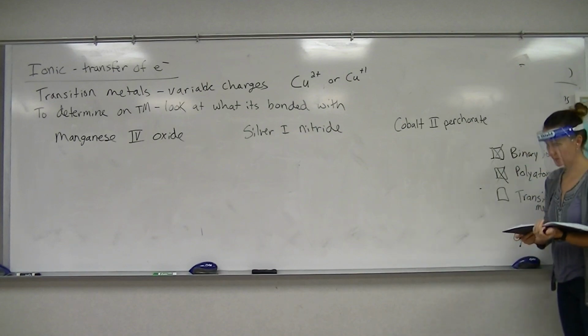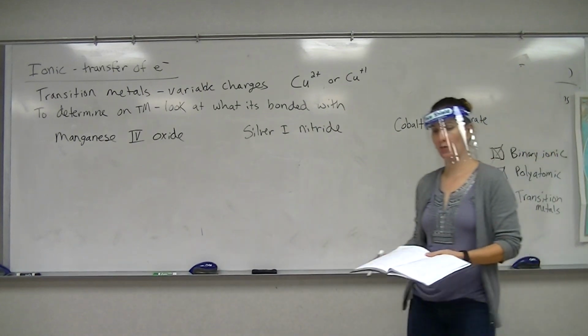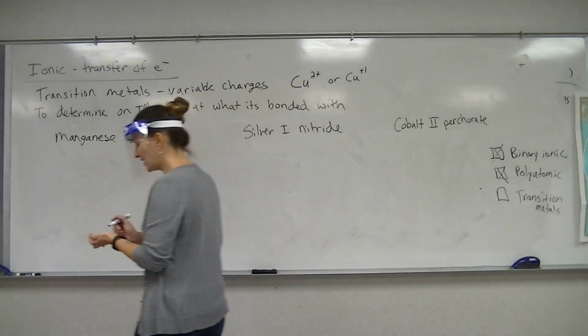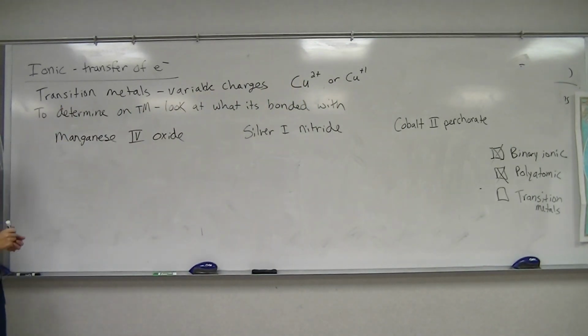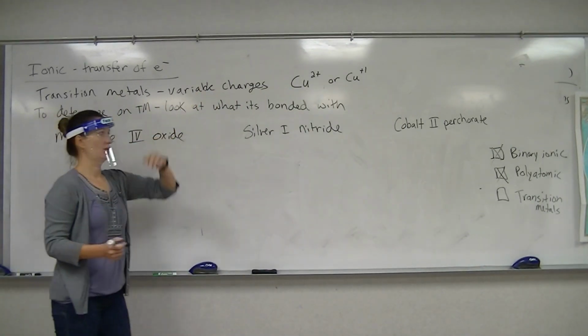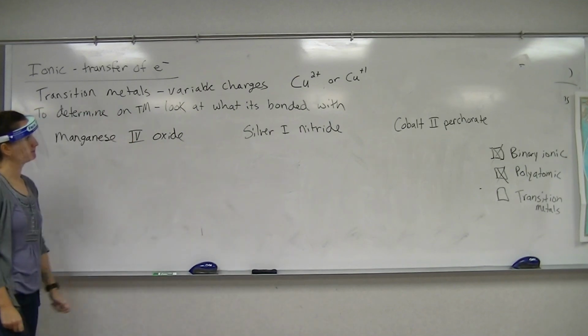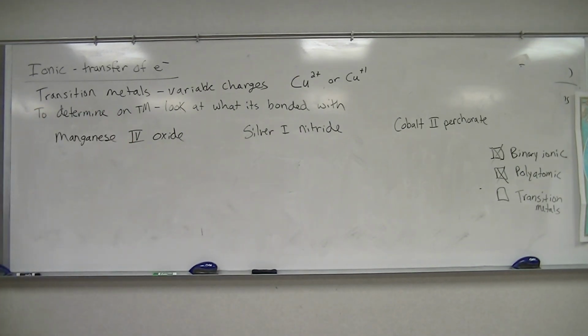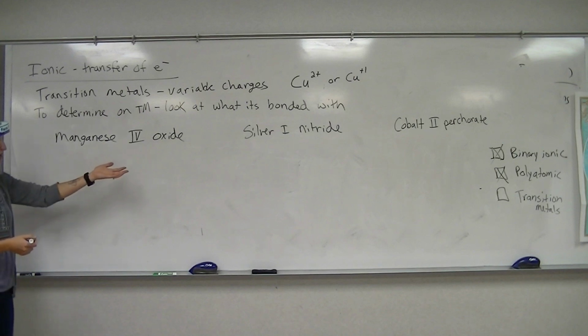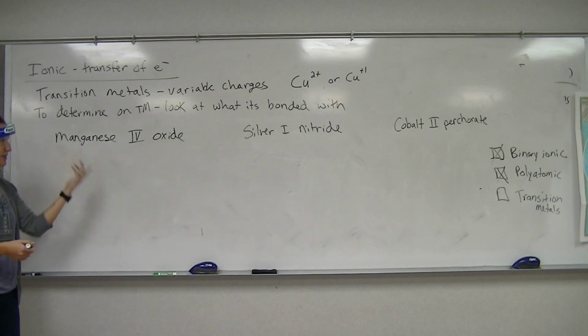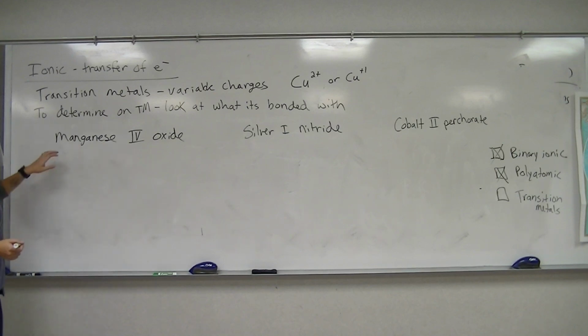So we'll try these three. So these are the names. We're going to come up with the chemical formula. So you can identify these as transition metals just for the fact that they're using Roman numerals. So we're going to approach it the same way we did with binary ionic and the polyatomics that we looked at. So we're going to take the symbol with the charge.